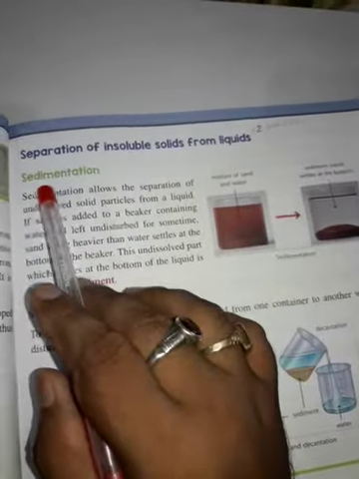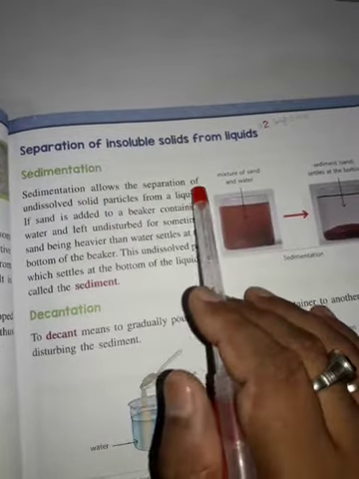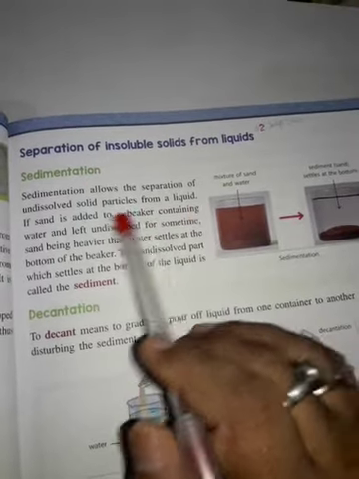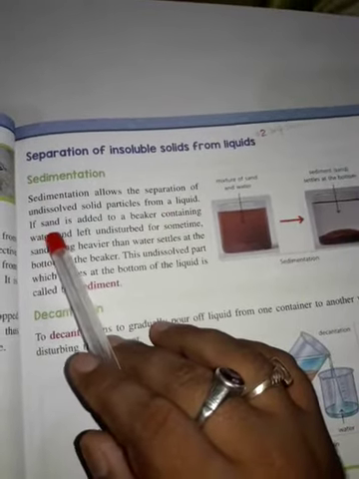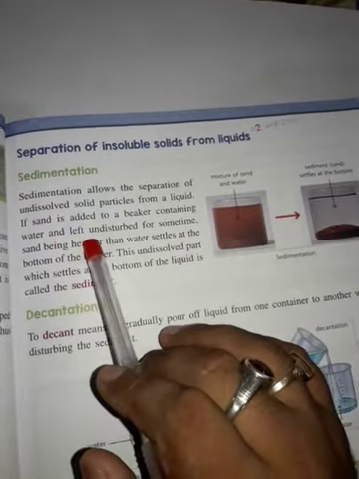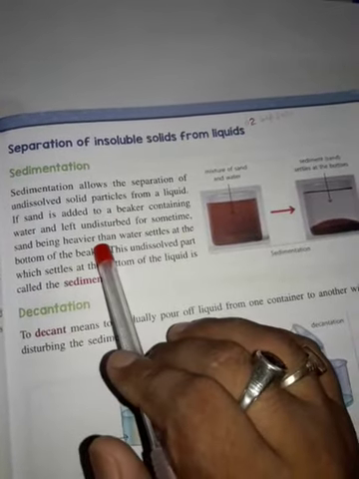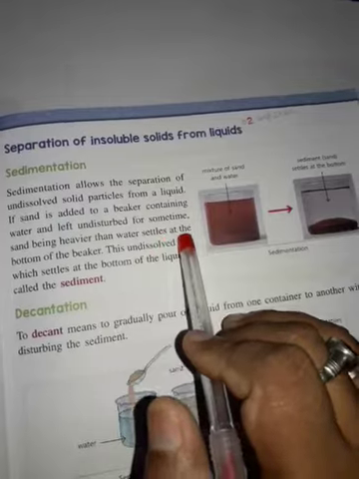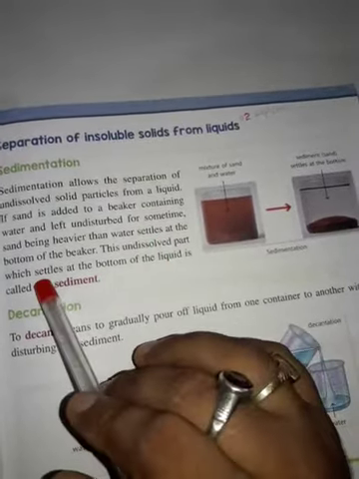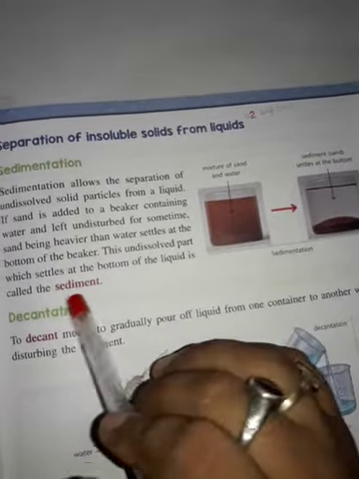First topic, sedimentation. Sedimentation allows the separation of undissolved solid particles from the liquid. If sand is added to a beaker containing water and left undisturbed for some time, the sand, being heavier than water, settles at the bottom of the beaker. This undissolved part which settles at the bottom of the liquid is called sediment.